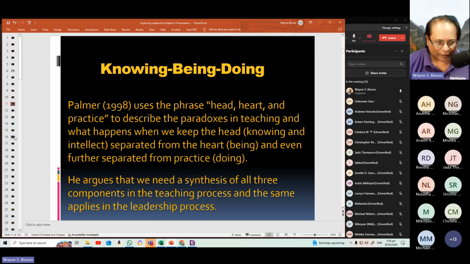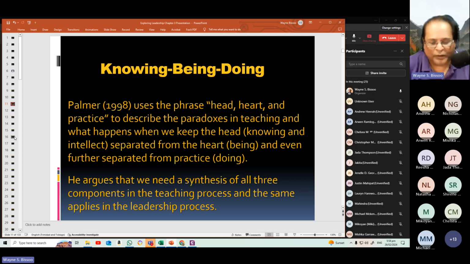All right. So Palmer, again taken from the textbook here, uses the phrase head, heart, and practice. So that's the knowing, being, doing thing again. Head meaning understanding yourself, your heart being what drives you, empowers you, what passions you have, and those two things influence your practice. Now he used this in a metaphorical comparison with teaching, and he's always noted that teachers in particular who know their subject matter but have no passion for it and don't care about what they're doing will have very faulty practice.